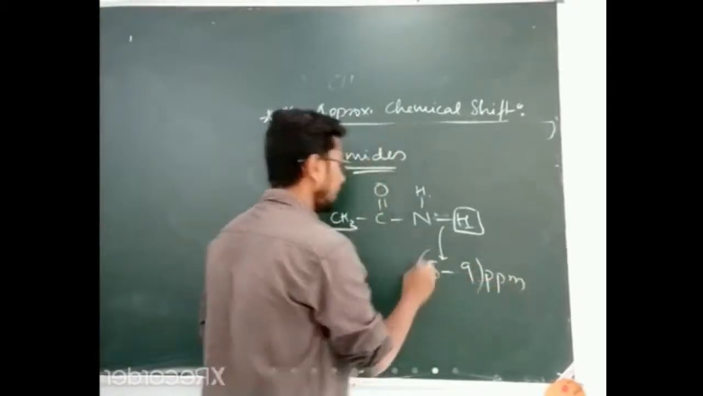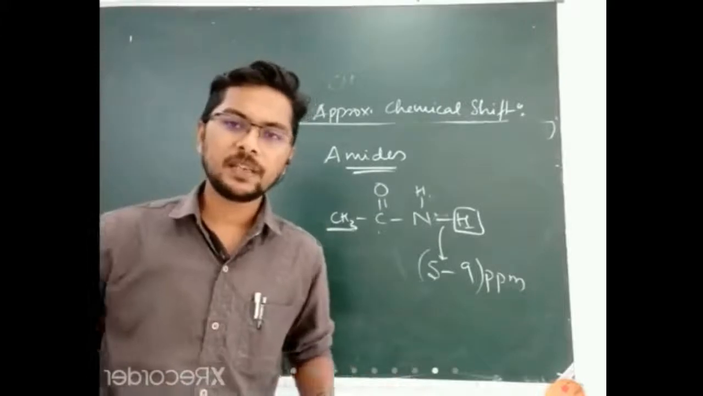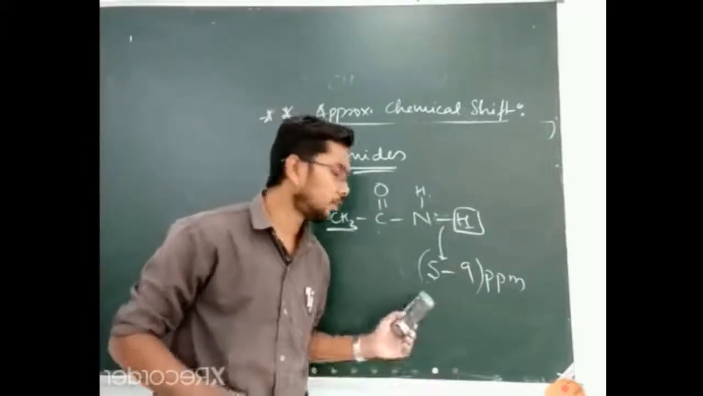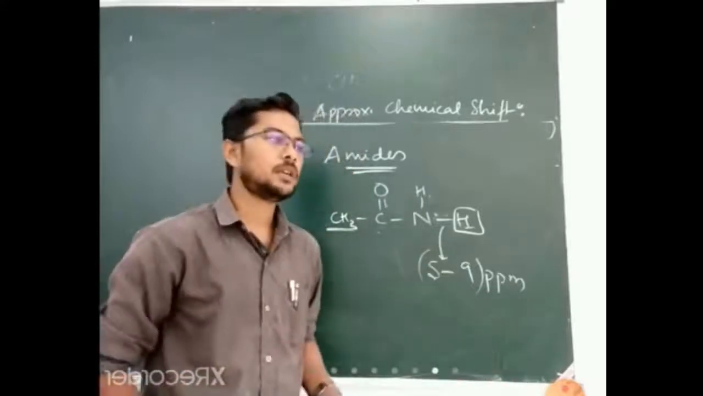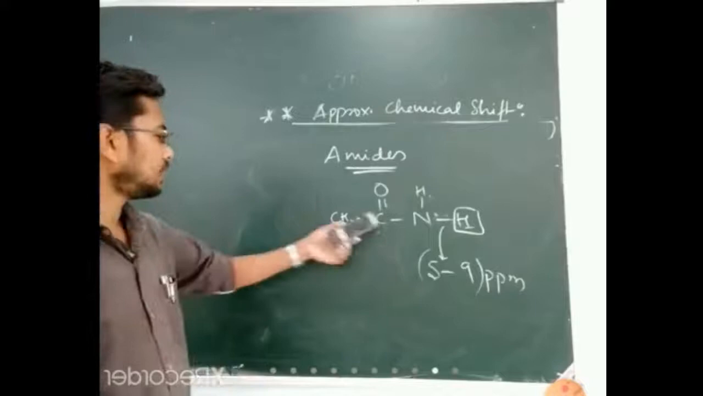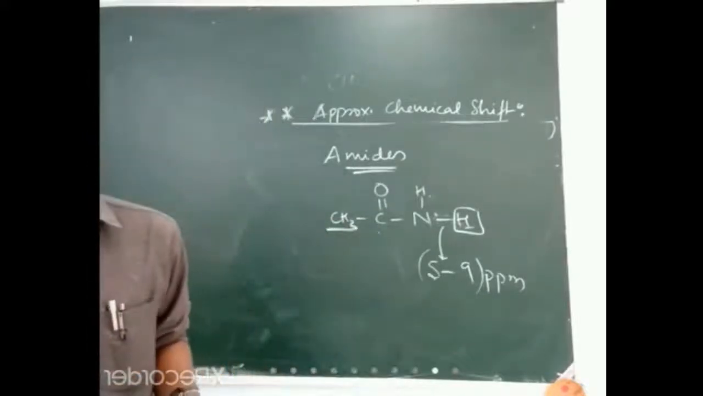Why? Basically because of this carbonyl group and the anisotropic effect, this will be more deshielded, and since it is more deshielded, it will go towards the downfield part of your spectra. And the other things are just similar to what amines will give.